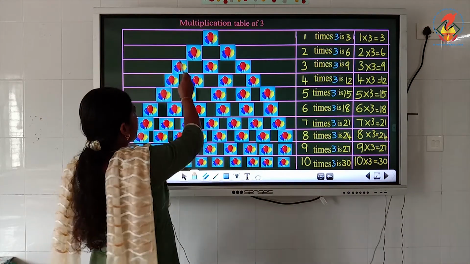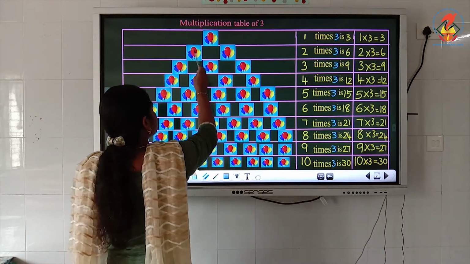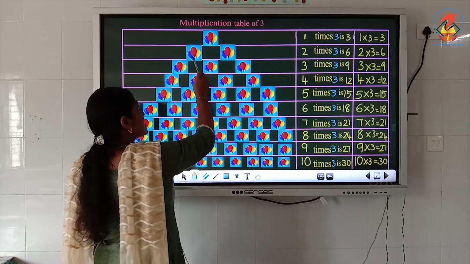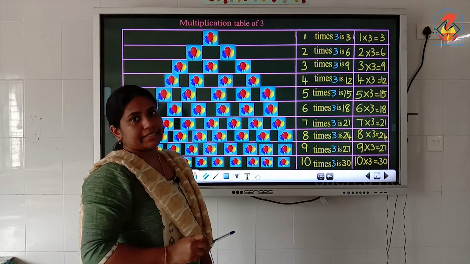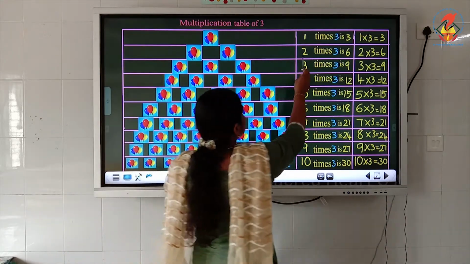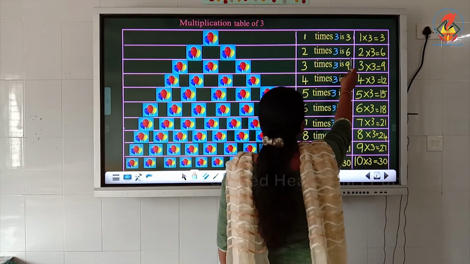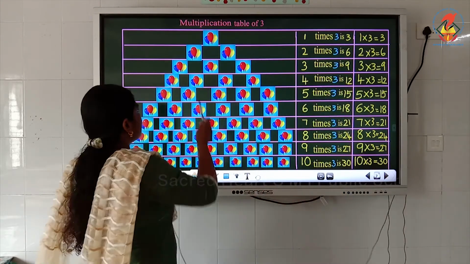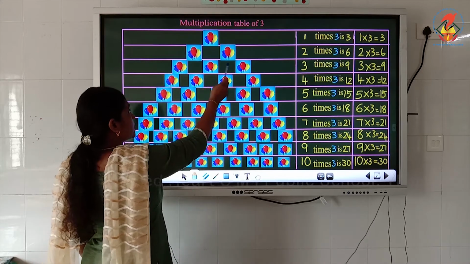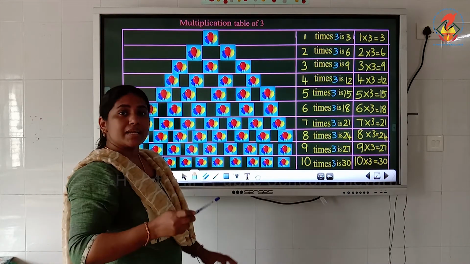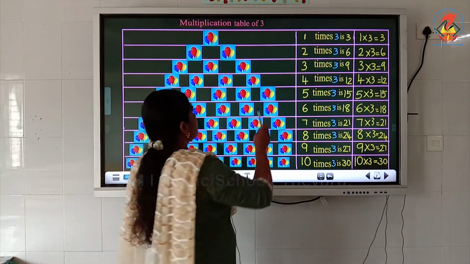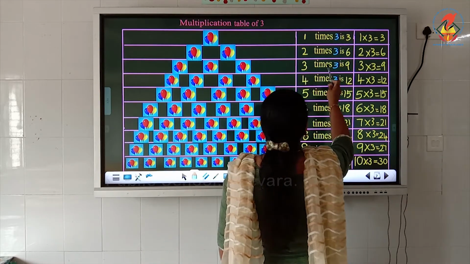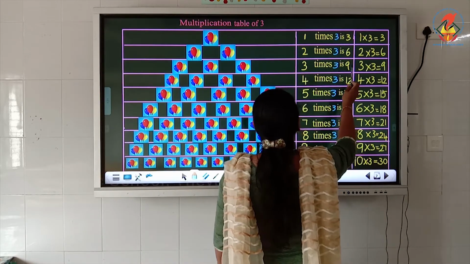Now look into the second box. Here you can see 2 groups of 3 balloons each. So we can write it as 2 times 3 is 6. Now in the third box you can see 1, 2, 3 groups of 3 balloons each. So we can write it as 3 times 3 is 9.